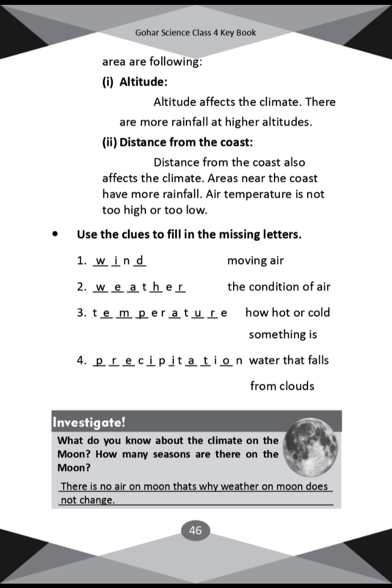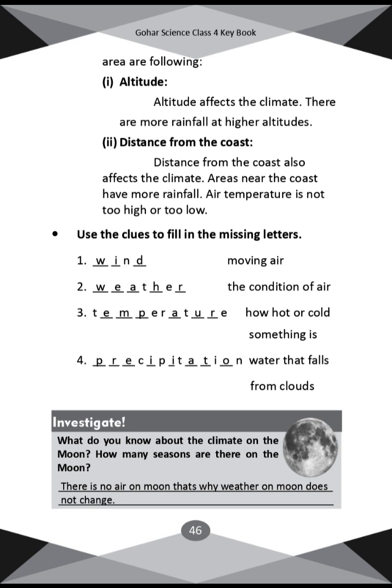4. What are the factors that affect the climate of an area? Answer: The factors that affect the climate of an area are the following. 1. Altitude. Altitude affects the climate. There is more rainfall at higher altitudes. 2. Distance from the coast. Distance from the coast also affects the climate. Areas near the coast have more rainfall. Air temperature is not too high or too low.